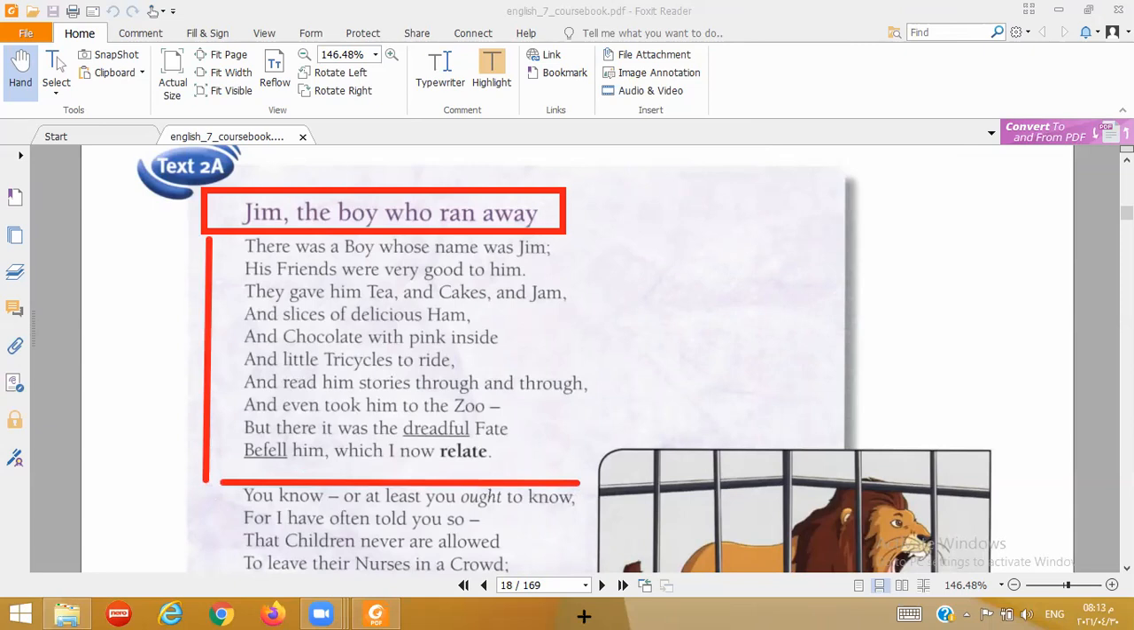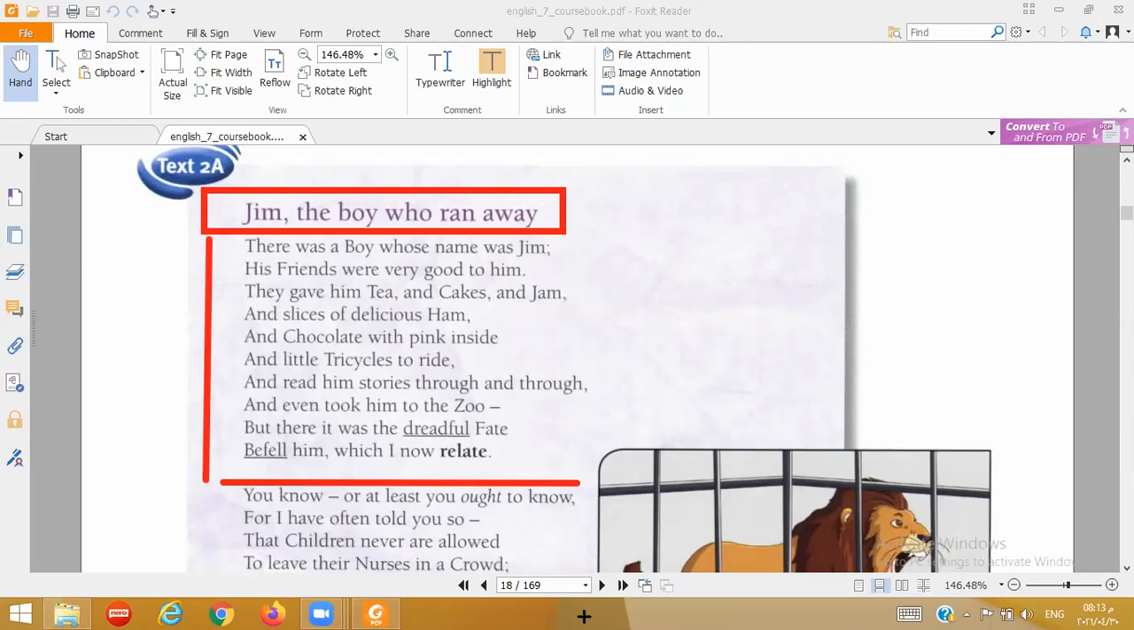There was a boy whose name was Jim. His friends were very good to him. They gave him tea and cakes and jam and slices of delicious ham and chocolate with pink inside, a little tricycle, tricycles to ride, and read him stories through and through, and even took him to the zoo. But there too the dreadful fate befell him, which I now relate.